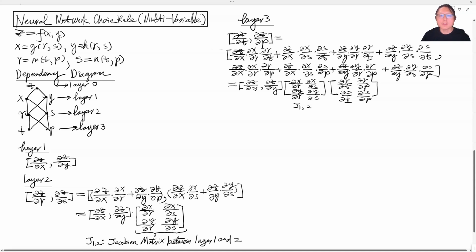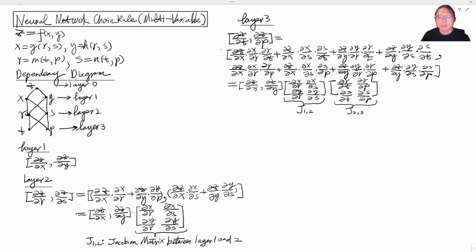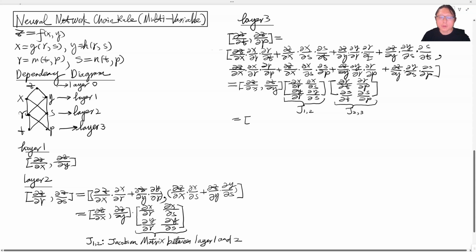Now here we write the layer 0's partial derivative with respect to layer 3 using the layer 1 partial derivative and the layer 1 and 2 Jacobian matrix here. Of course, we can also write it as the layer 2 partial derivative multiplied by the Jacobian matrix between layer 2 and layer 3 as following.